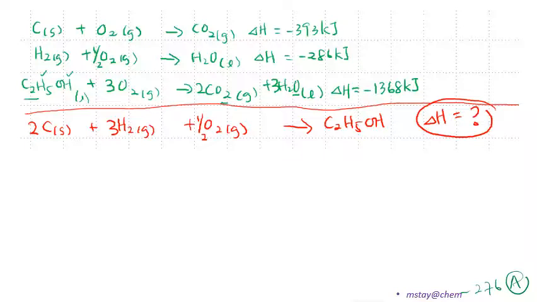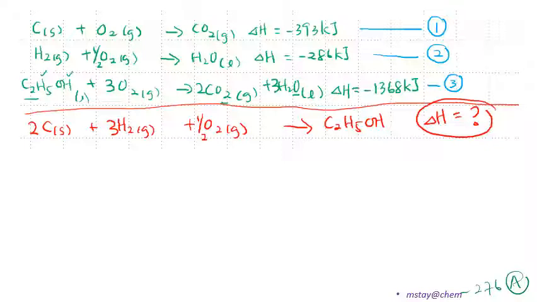As usual, before we proceed, we have to label the thermochemical equations that we wrote out earlier with numbering: first, second, and third equation. Then we start from the thermochemical equation whose enthalpy we need to know. The first one is carbon, so we can find the carbon in the first equation. Here is 1 mole, but here is 2 mole.